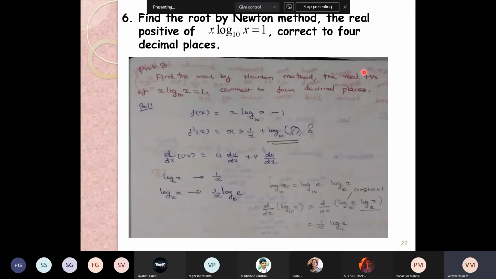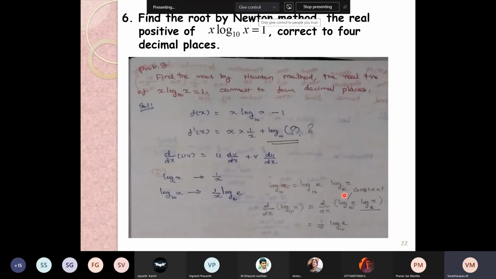Okay, we'll solve this particular problem. So my concern is f of x. I am taking f of x as x log base 10 x minus 1, and I am trying to find f dash of x. Now, the derivative of log x won't be 1 by x here, because this base is 10. So here log base 10 x can be converted into log base 10 e times log base e x, right? For this we have a formula.